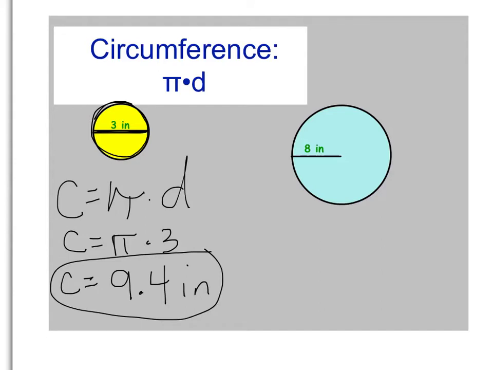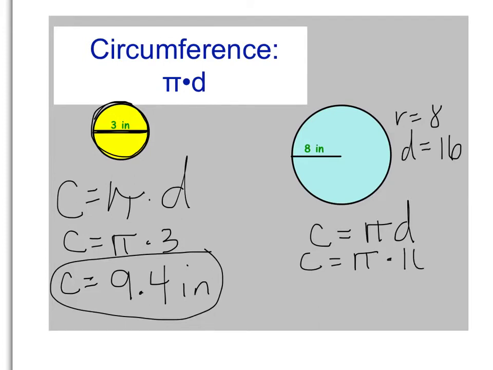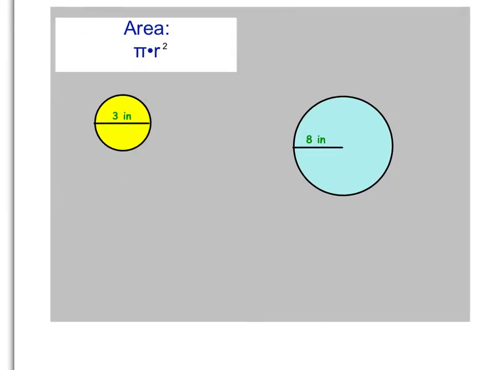Here I have an 8-inch radius. If my radius is 8 inches, then that means my diameter is 16 inches. And I'm going to use that for circumference, pi times diameter, or 2 times my radius times pi. So my circumference is, I'm going to use that pi button times 16. And then when I get on my calculator and rounding to the nearest tenth, I get 50.3 inches. So that's how you find circumference.